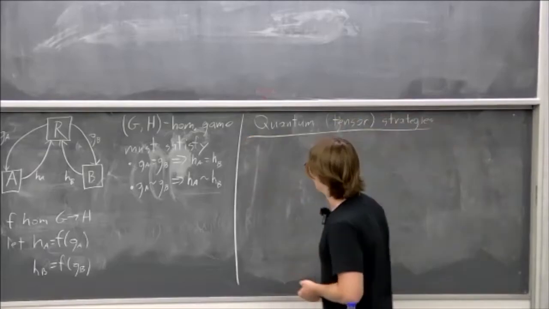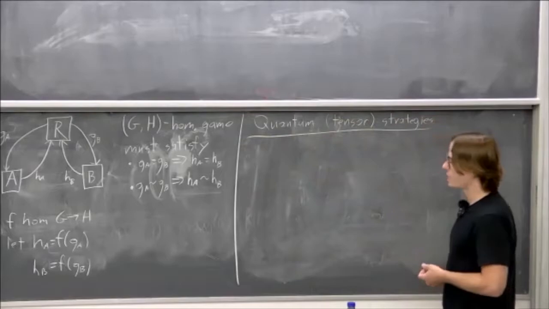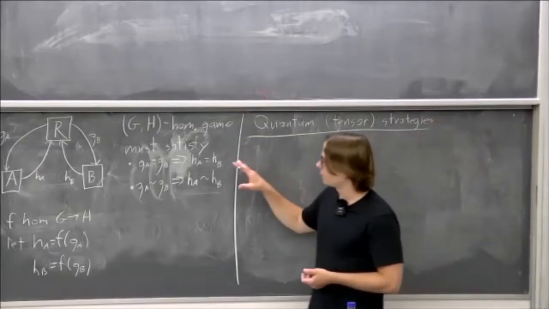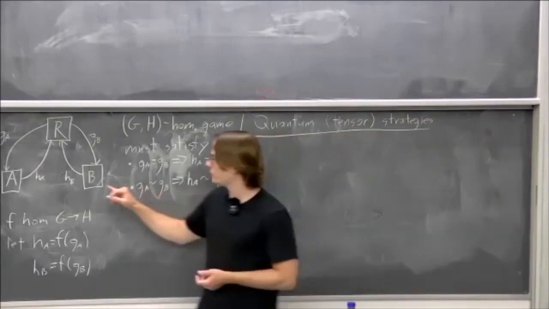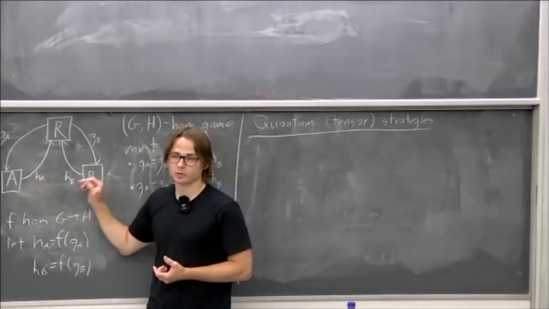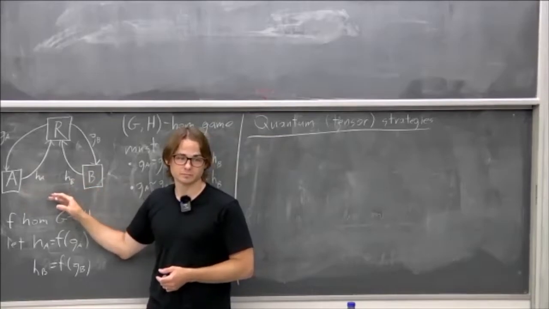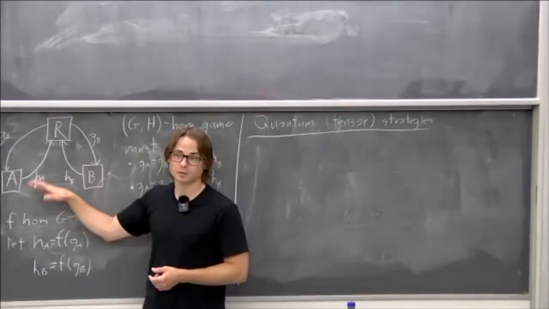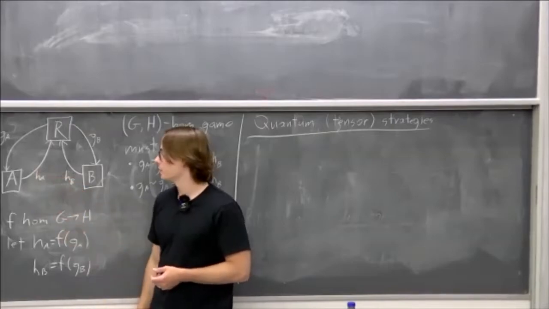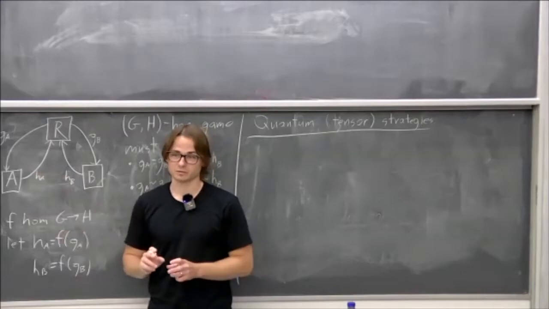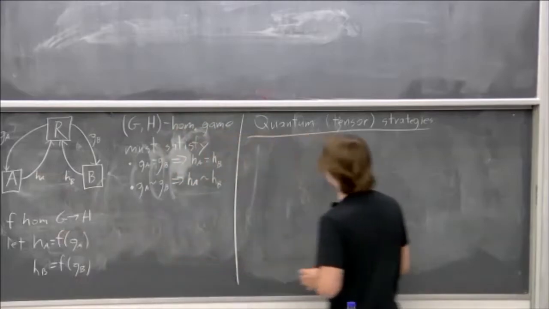Okay, and so what is a quantum strategy for this game? Now what they're allowed to do is, instead of having access to some shared random variable, they have access to some shared quantum state. It can be some entangled state between the two parties, and they're allowed to make local measurements on their part of the state. Right, so what exactly does that mean?